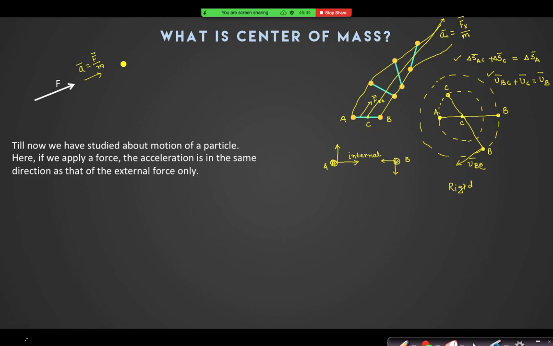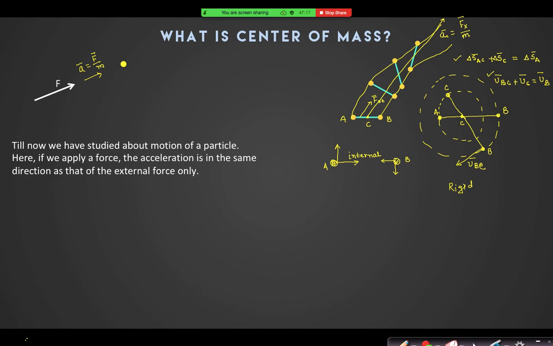Now you can find the velocity or acceleration or the position of any point inside the pen that you are applying a force on. Yes or no? But before that, what is the most important thing? The most important thing is to understand the motion of center of mass. If we can find the motion of center of mass, we can find the motion of the other particles also.